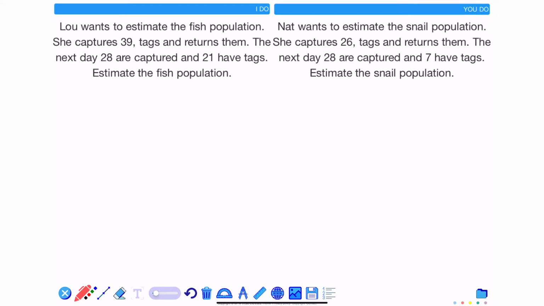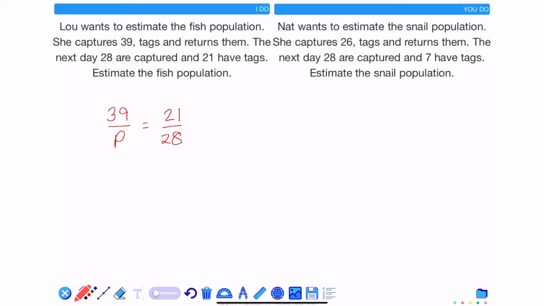She captures 39 out of a total population that I'll call P. She tags 39, returns them to the population. The following day, she captures 28, and of these 28, 21 have tags on. Using proportional reasoning, we can state that these two must be equal.